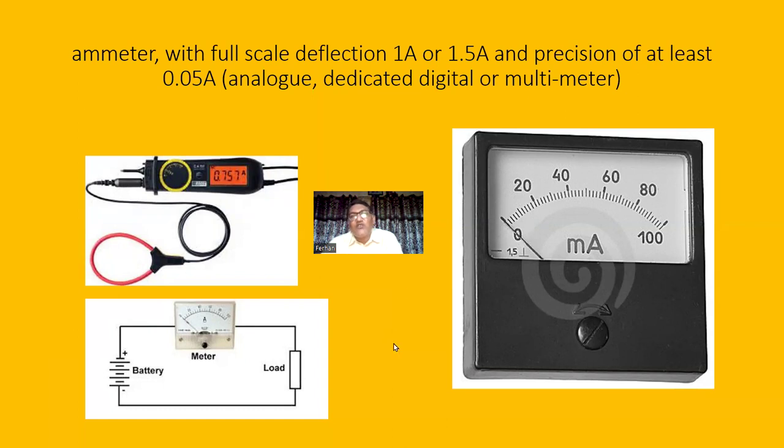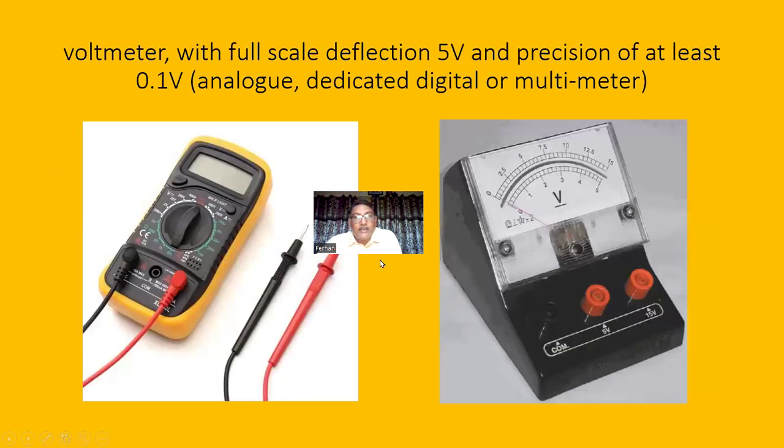Then when you are taking a reading from the ammeter, you should avoid parallax error. How do you avoid parallax error? Your line of sight must be perpendicular to the pointer and the scale. So this is the ammeter, used to measure the amount of current passing through.